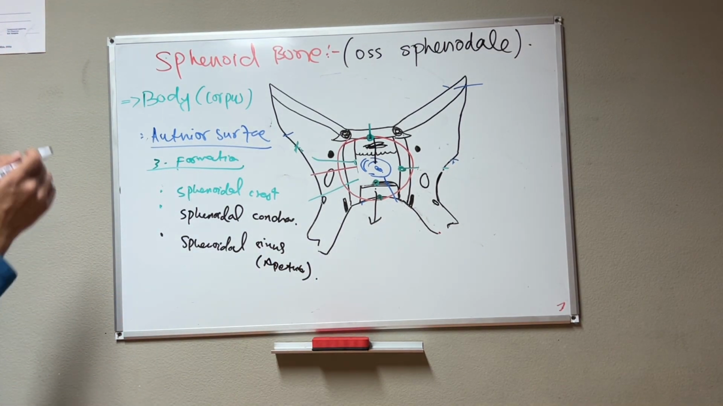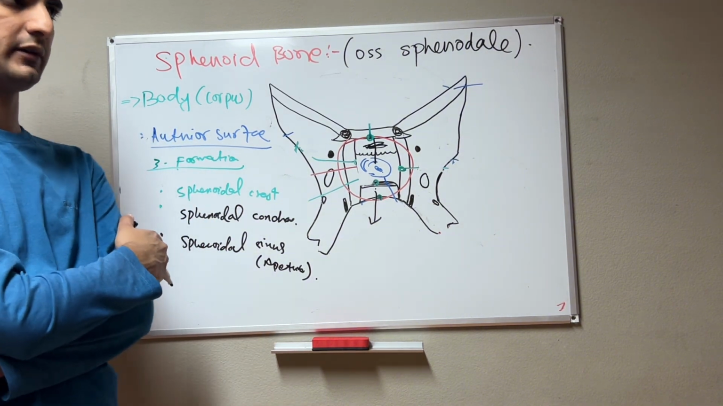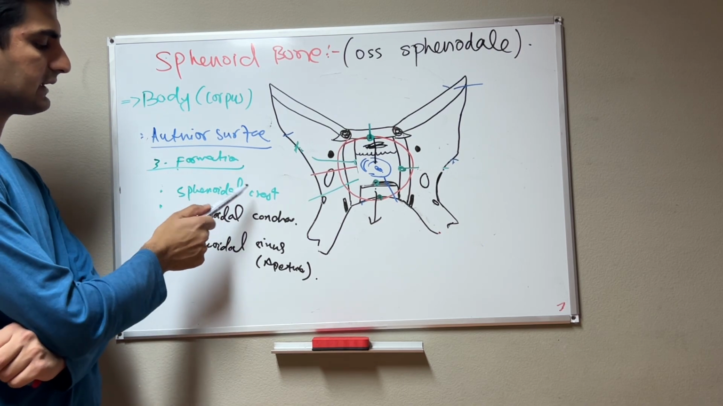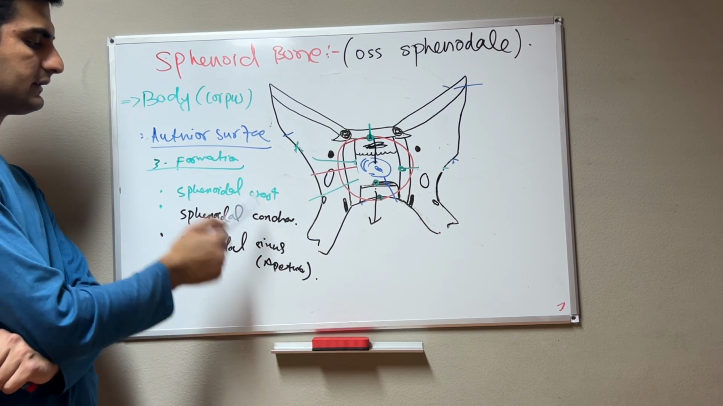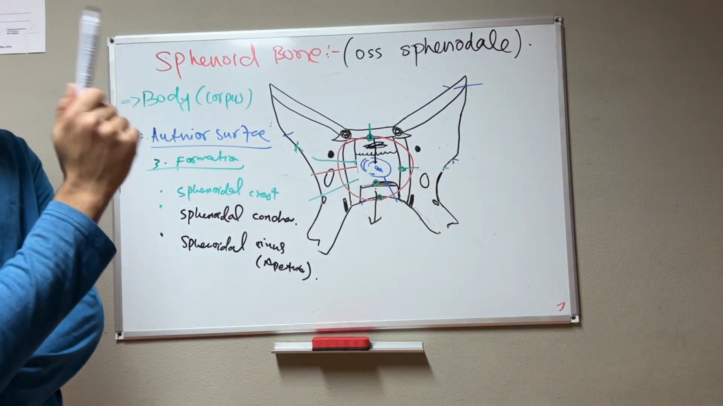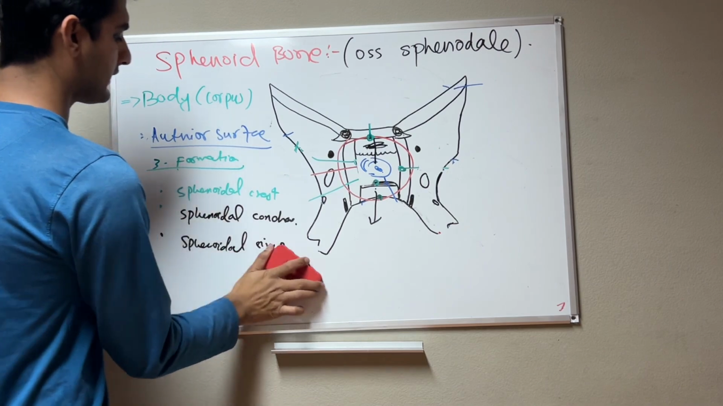Okay, there are three formations which you find in the anterior surface of the body of the sphenoid bone, inside the nasal cavity. First, the sphenoidal crest, the sphenoidal concha, and the sphenoidal sinus or aperture. These are the three formations you find in the anterior surface of the body of the sphenoid bone. Okay, now the next surface.